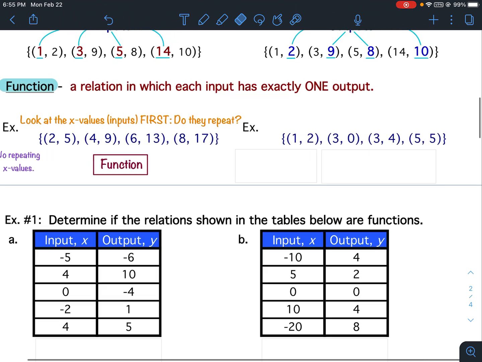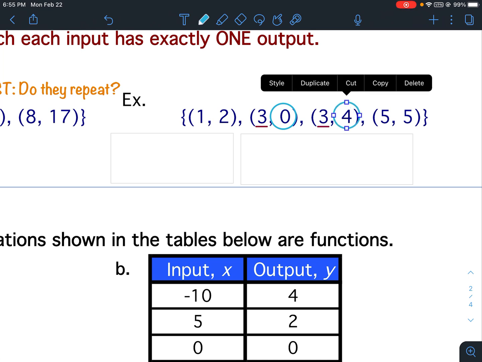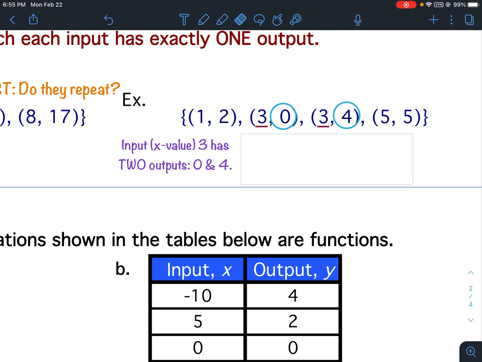All right, let's look at the next example. Do I have any repeating x values? I sure do. The x values that repeat are the 3's. So then I need to look at the y values. Here, the y value is a 0, and here, the y value is a 4. Well, that means that the input 3 has two outputs. It has an output of 0 and an output of 4. Because input 3 has two different outputs, it's not a function.